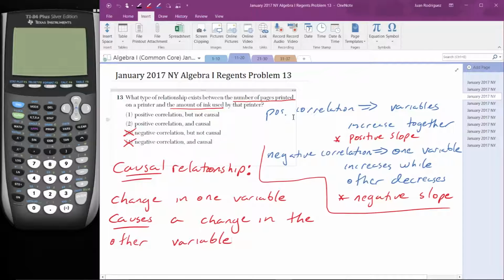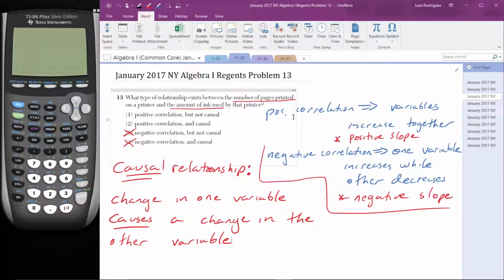An example of a causal relationship is studying for a test causes your grade on that test to go up. Getting a good grade on that test doesn't cause you to have studied more for it in the past. The studying causes the grade to increase.